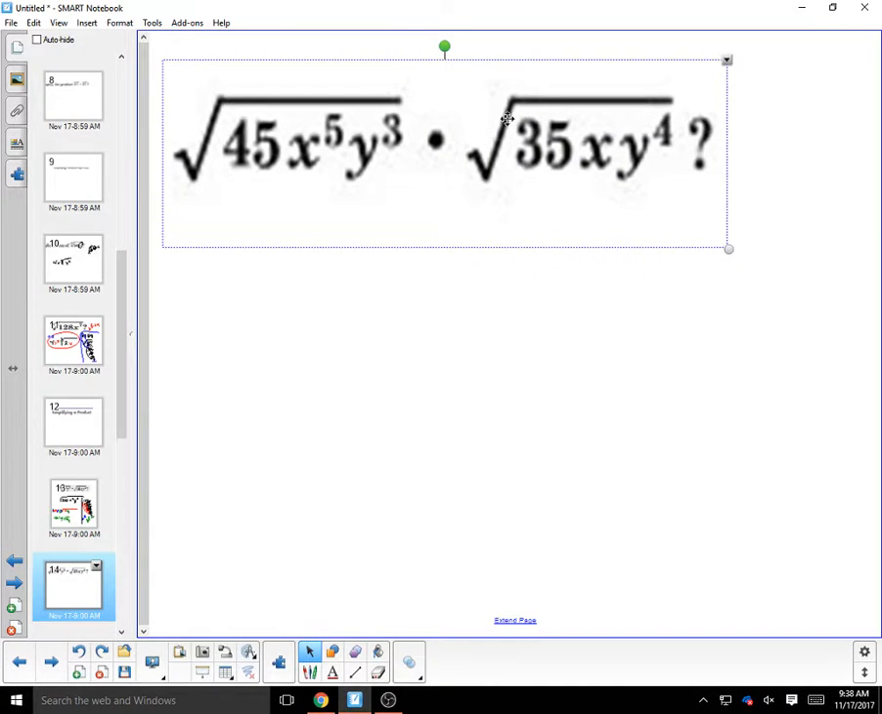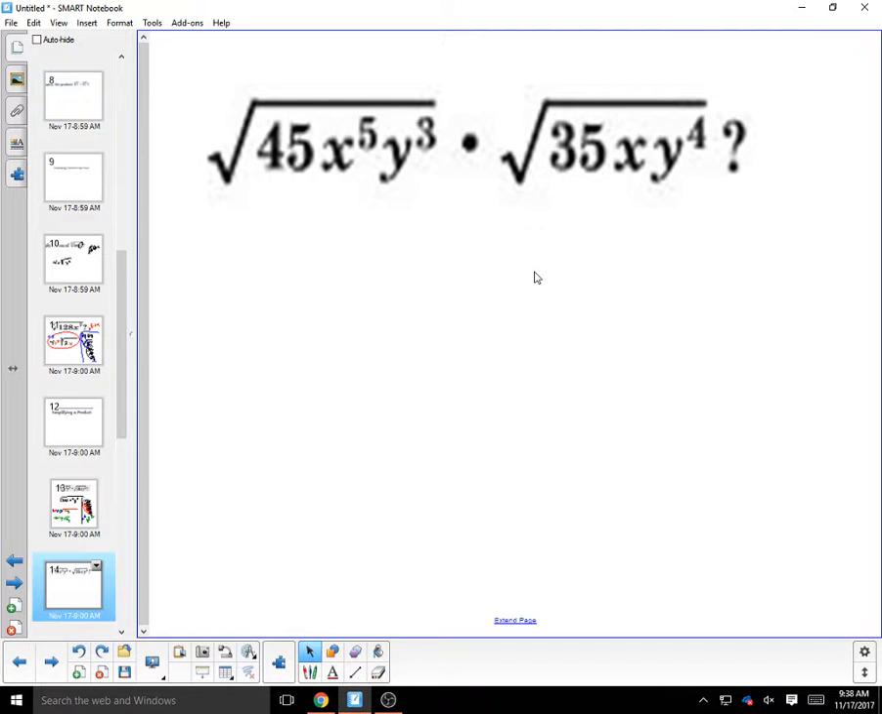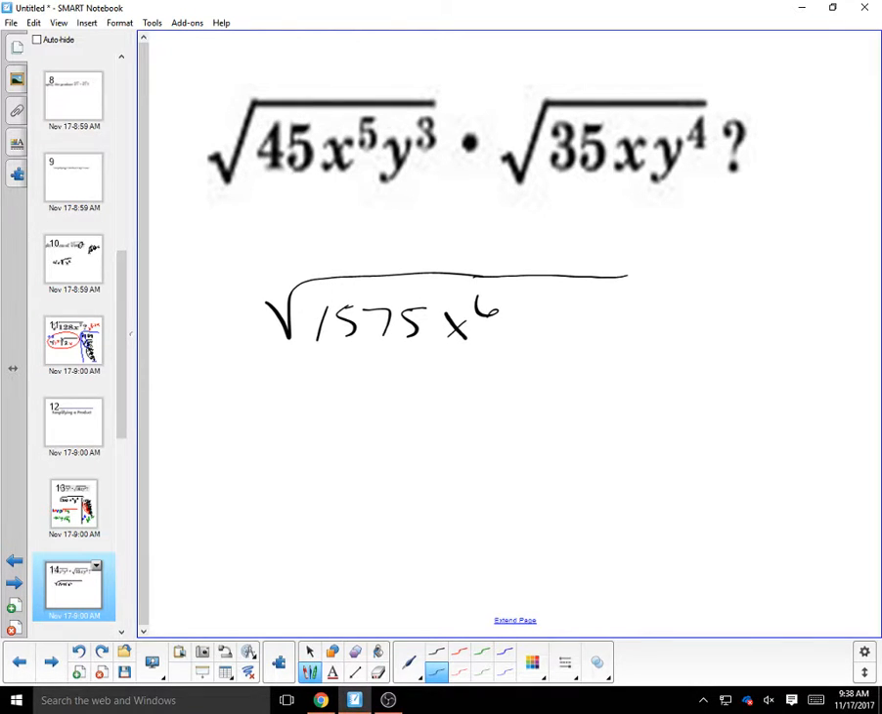Corn kernels? Alright, can we multiply these two? Yes, we can. So, 45 times 35 is 1575. So this is going to be the square root of 1575, x to the 6th, y to the 7th. Okay? Question, do I need to worry about absolute value? Yes, I do. So, absolute value, square root of whatever's left over. Let's start with the number. Is there a square root of 1575 straight up? I don't know. I'm checking too. Nope. We got 39 something.